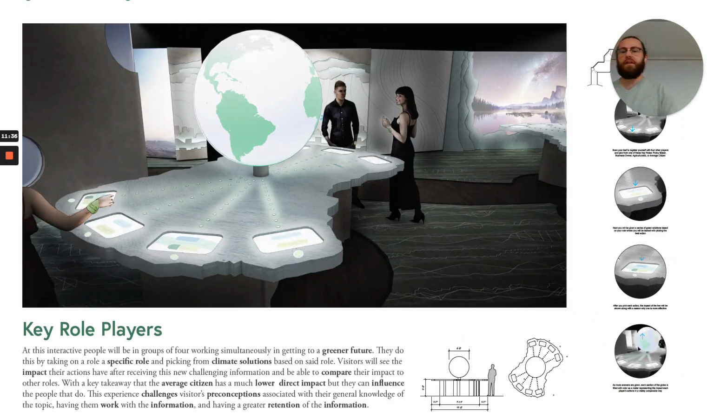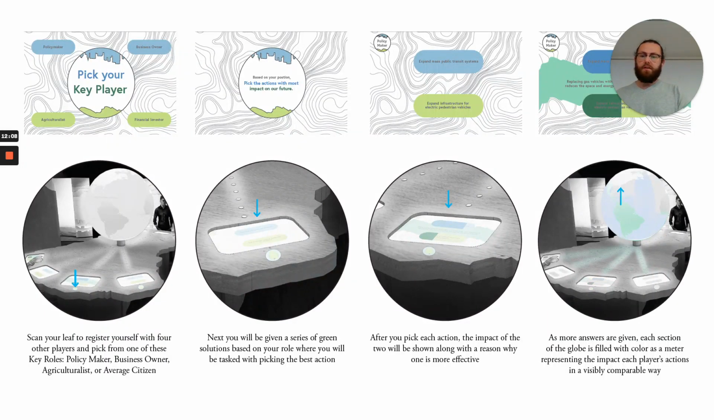So then you're given the chance in the key role player section to use the information that you've just been taught. Different from the sim table, it gives you the choice of already made climate solutions, and you have to pick from already effective climate solutions which is more effective. And you'll be doing that through a perspective of a specific role. So you'll be playing with 3 other people. There'll be 4 people in total on these touchscreens, and they are the policymaker, business owner, agriculturalist, and average citizen.